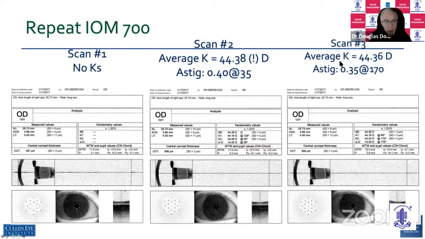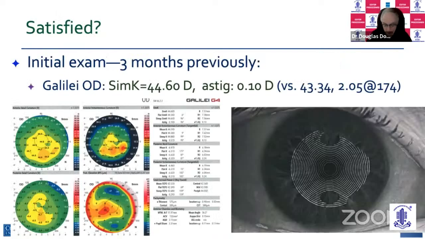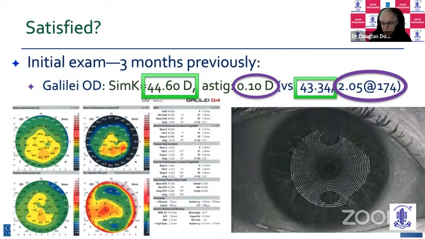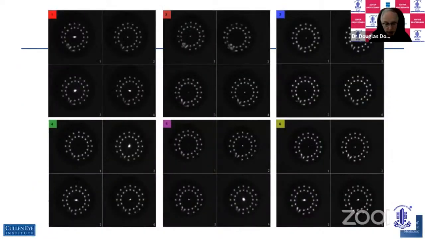And then I went back and I looked at the patient's exam three months previously. The Galilei said that the mean corneal power is 44.6, but the Lenstar at the time he presented for surgery was 43.34. And the astigmatism that I had gotten with the Galilei was 1/10 of a diopter as opposed to 2 diopters with the Lenstar. So it shows the amount of error that can be introduced.